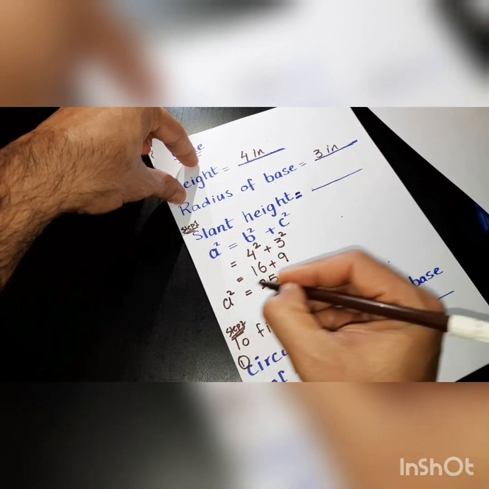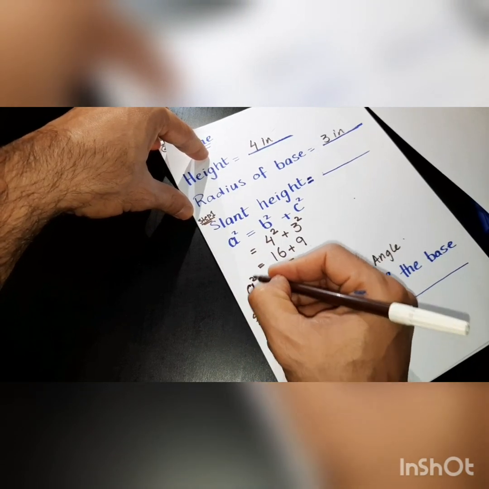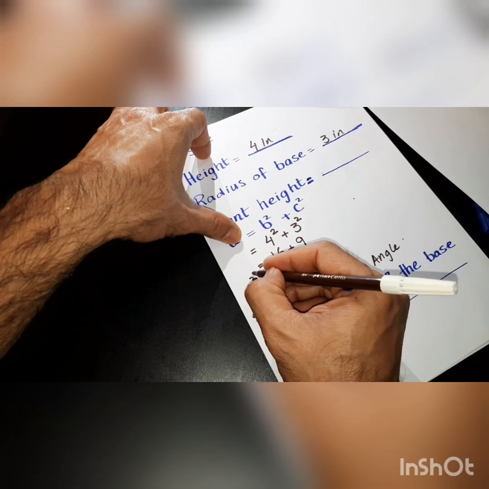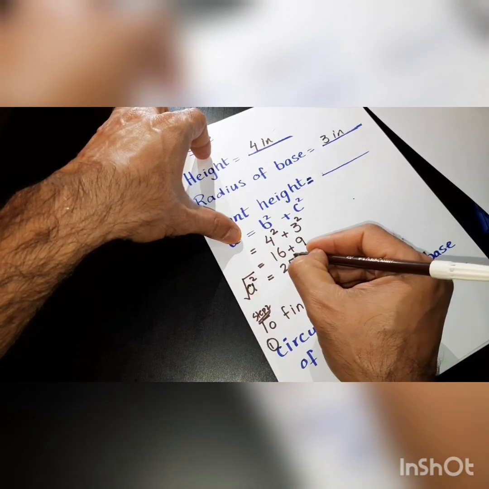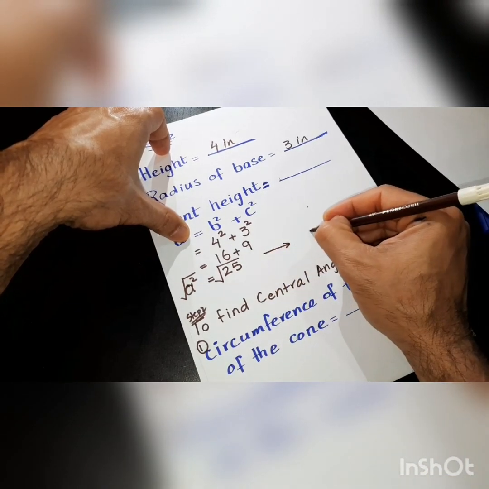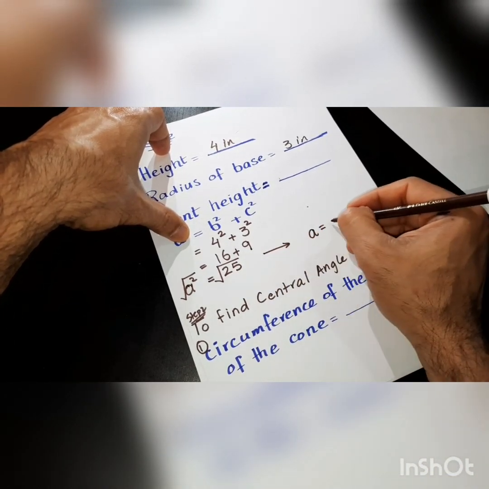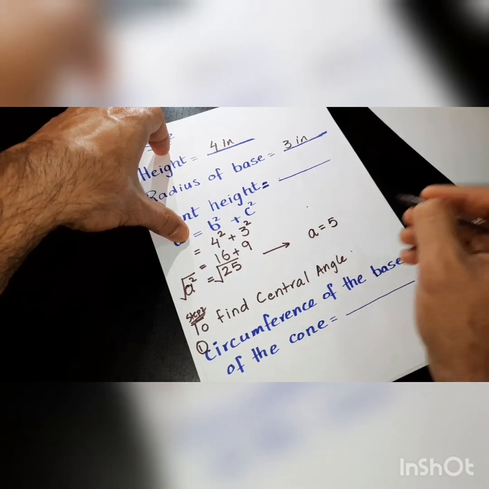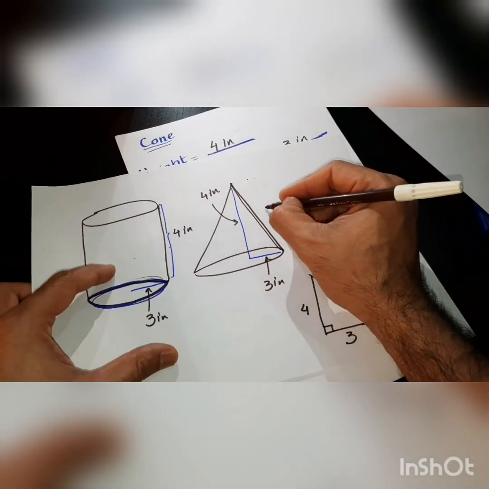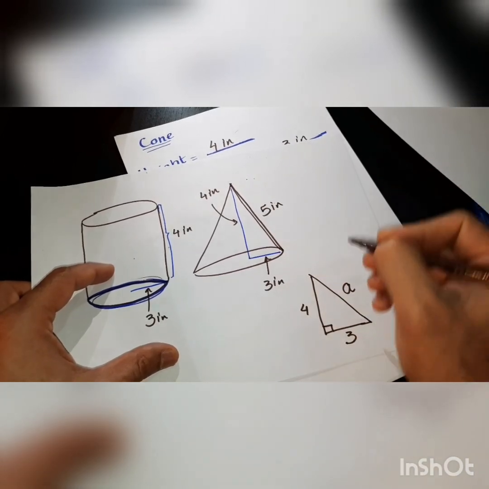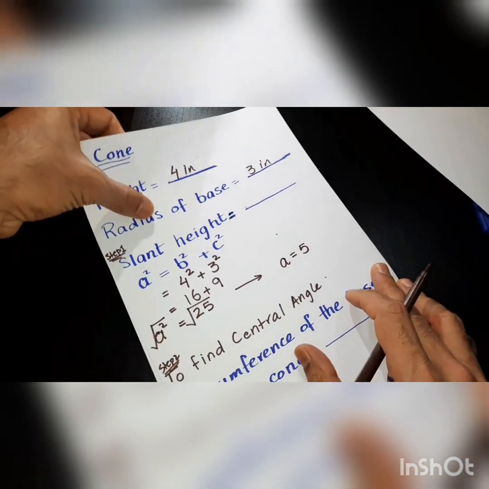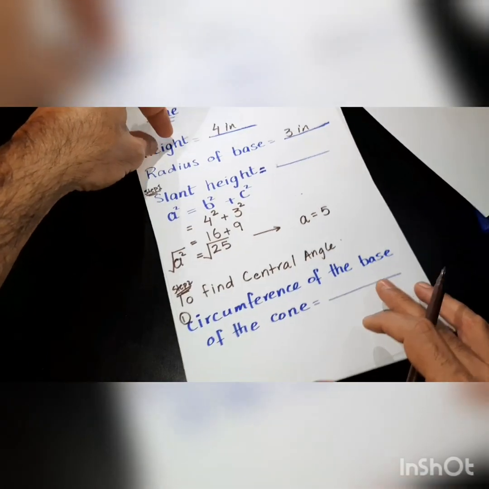The whole thing is equal to A squared. You know that the inverse operation for squared is the square root, so we need to take the square root of both sides, and A is going to be 5 if you take the square root of 25. So this 5 is the slant height. The slant height is 5 inches. Now step number 2 is to find the central angle.